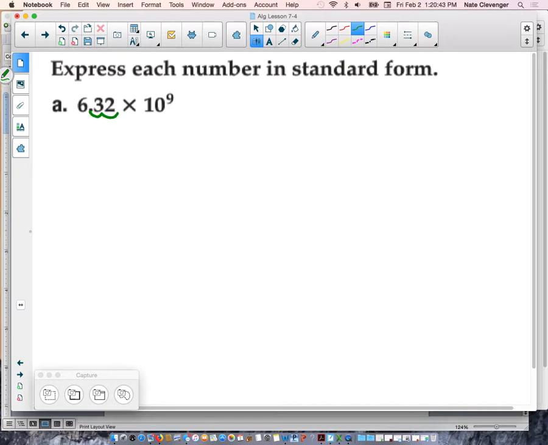1, 2, and how many zeros would I need to put behind it then? 7.